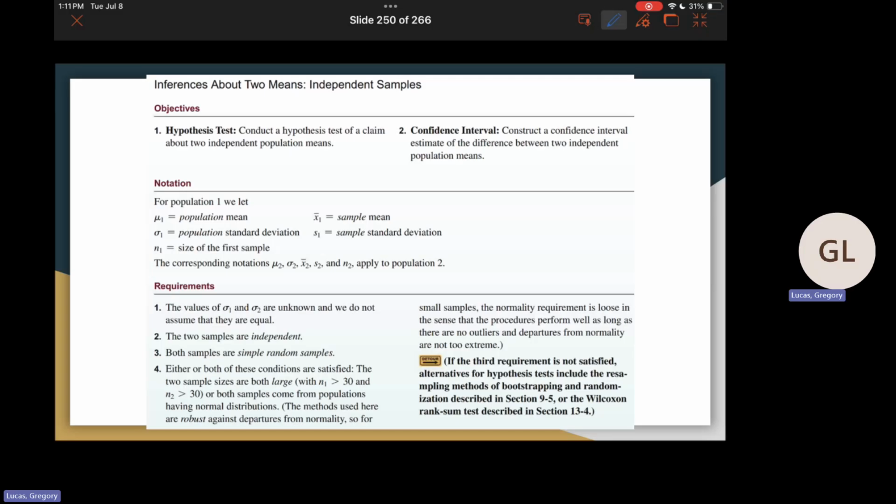So nothing really new there. The requirements, however, are a little stricter here. Requirement 1: the values of sigma 1 and sigma 2 are unknown, and we do not assume that they are equal. The two samples have to be independent, both samples have to be simple random, and either or both of these conditions have to be satisfied: n1 and n2 are greater than 30, so they're both large sample sizes, or both come from populations where the data is normally distributed.